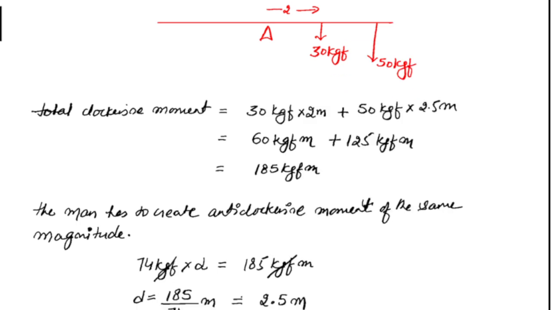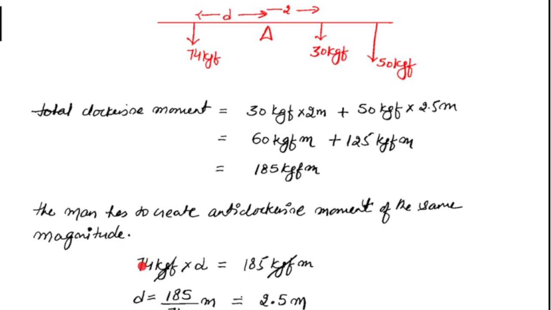Now the 74 kg mass person should sit on the other side. Then only he can create the anti-clockwise movement to balance these both guys who are giving this resultant movement. So his force will be 74 kgf, but we don't know the distance. That's what they are asking, how much distance he should be sitting. So the man has to create anti-clockwise movement of the same magnitude.